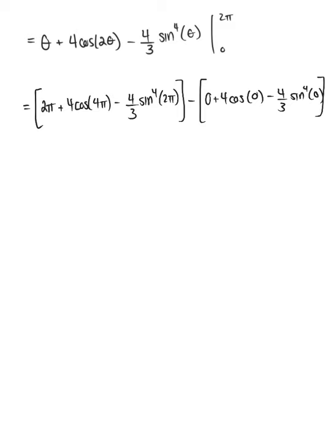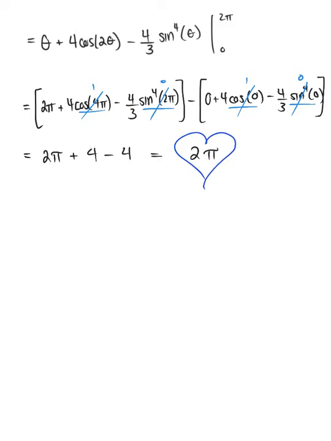And we have some lovely simplification here. We know cosine of 4 pi, of course, goes to 1. Sine of 2 pi, of course, goes to 0. Cosine of 0 goes to 1. And sine of 0 goes to 0, which leaves us with 2 pi plus 4 minus 4 for a beautiful final answer here of 2 pi. So therefore, we have shown Stokes' theorem, the double integral over this surface of the curl of our vector field dotted with the normal vector to the surface, integrated with respect to our surface, is 2 pi.